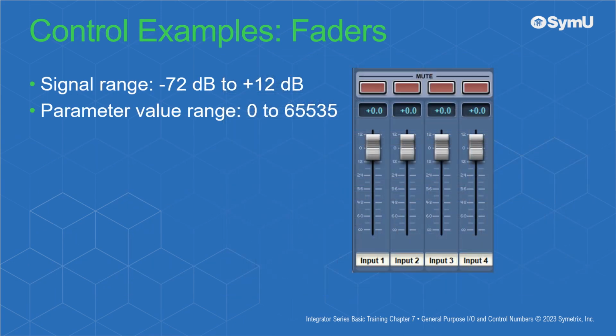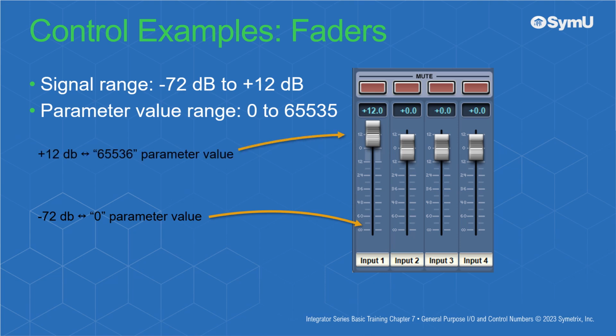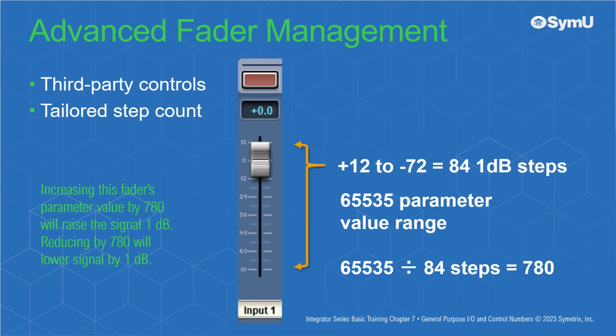For example, a fader's location in the GUI corresponds to a parameter value behind the scenes. The value of input 1's fader parameter would be 0 when the fader is set to -72 dB. If the fader were set to +12 dB, the parameter value would be 65535. In advanced designs, parameter value changes can be specified to make fader adjustments in, say, 1 dB increments. First, we'll calculate the total number of steps between 0 and 65535. 1 dB increments would be 84 steps. Divide 65535 by 84, which equals approximately 780. Therefore, a 1 dB increment is a change in the parameter value of 780.